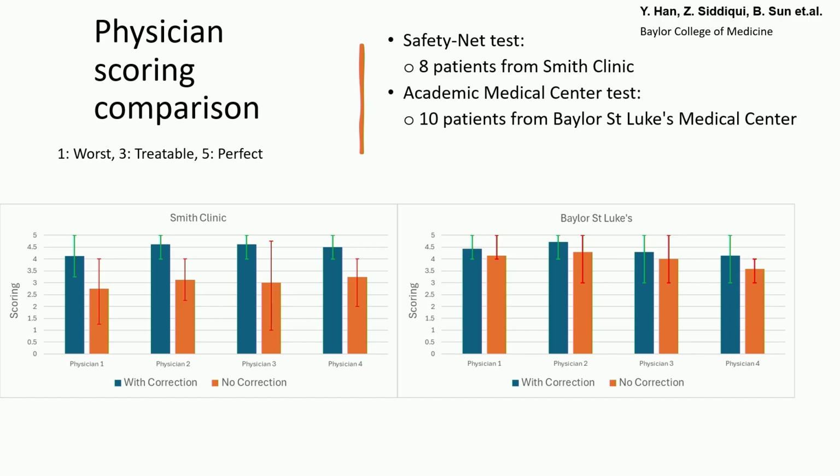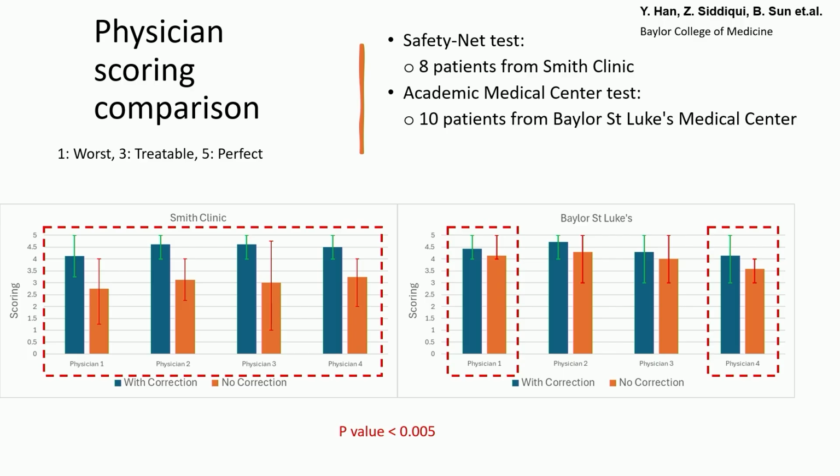In addition, we also asked 4 physicians to do independent blind scoring for the diagnostic CT as a planning CT with and without AI corrections, the same for both clinic environments. And for the Smith Clinic, all the physicians' observations show significant agreement that with the AI corrections, the planning CT performs better. And in the Baylor St. Luke's, 50% of the physician observations show a significant difference between with and without the AI correction.